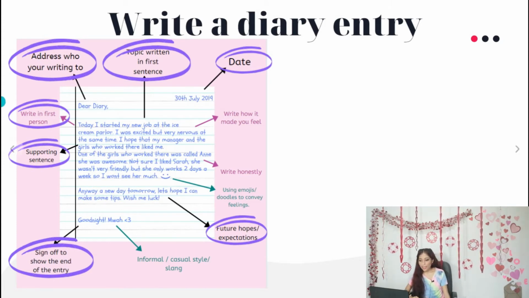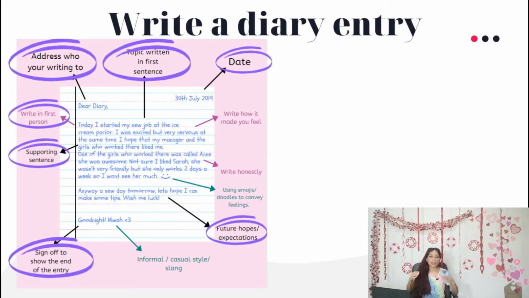Now, the topic is written in the first sentence, okay? The topic sentence is the main idea that you are going to talk about. What other thing is important? The supporting sentence, okay? The supporting sentence is when you are explaining or following the idea from the topic sentence. And then we have the future plans or expectations or hopes. It says, "Anyway, a new day tomorrow."